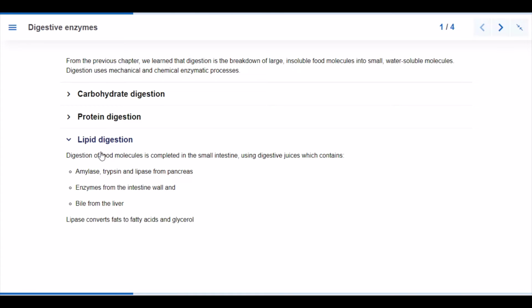Lipid digestion. Digestion of food molecules is completed in the small intestine using digestive juices which contain amylase, trypsin, and lipase from the pancreas, enzymes from the intestine wall, and bile from the liver. Lipase converts fats to fatty acids and glycerol.